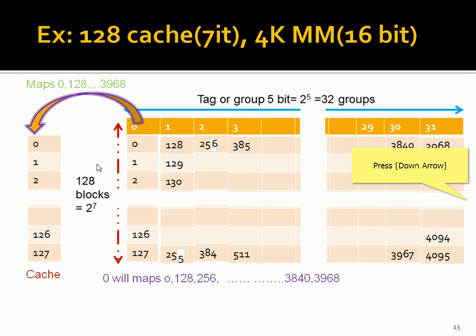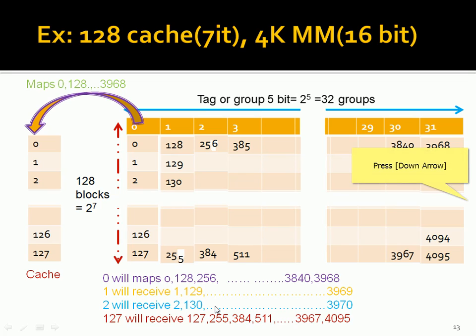Similarly, 0 maps to 0, 128, 256, up to 3840, 3968. Cache block 1 will receive 1, 129, and so on, up to 3969. Block 2 will receive 2, 130, up to 3970. Cache block 127 will be able to accommodate 127, 255, 383, 511, up to 4095. I hope you are able to follow. The blocks of the corresponding row are eligible to sit in the corresponding row of the cache. That is the entire philosophy behind this. So that is the direct placement policy.